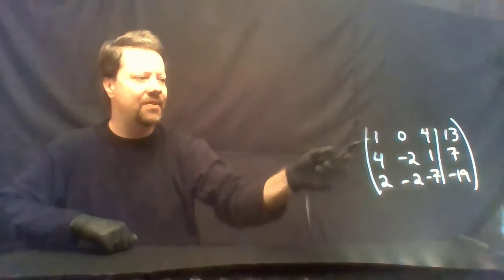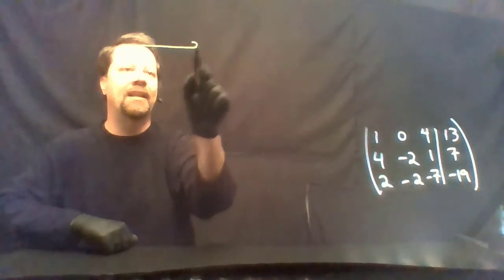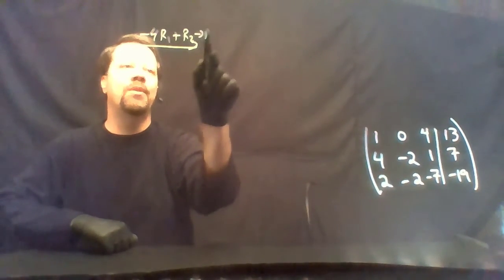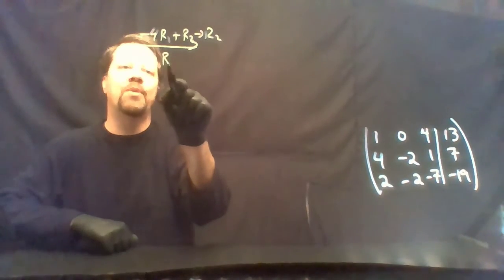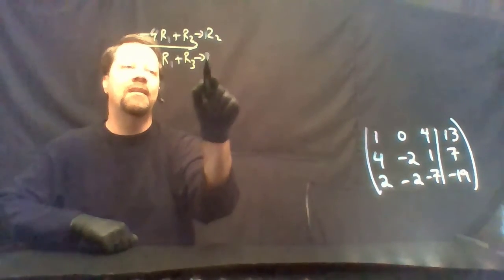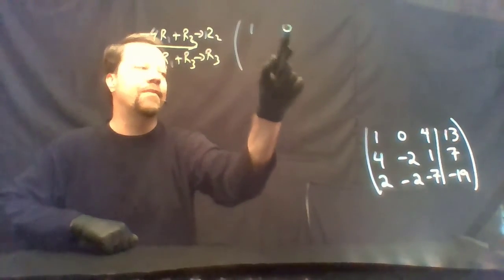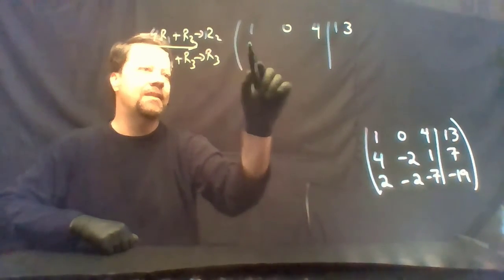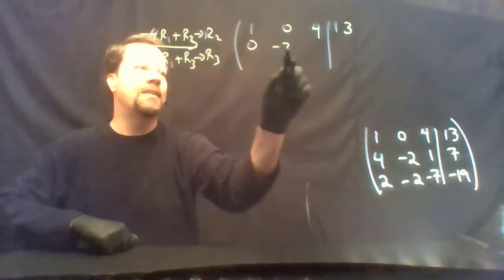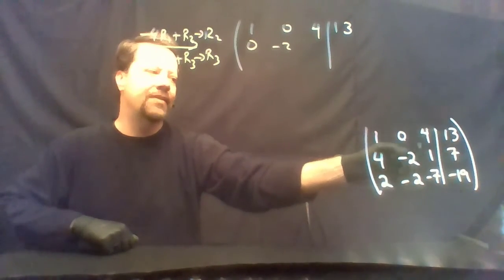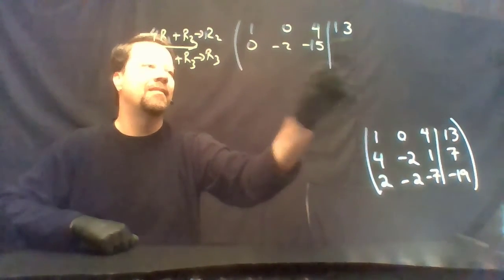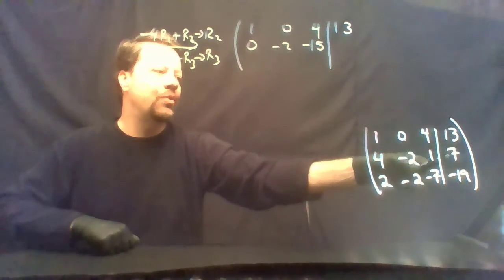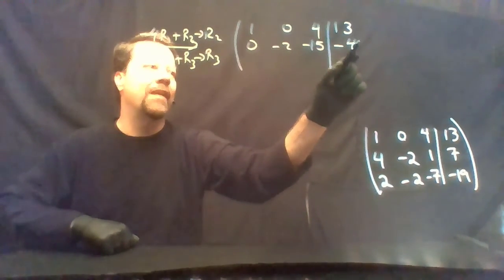From here, we'll get zeros underneath the leading ones by taking negative 4 times row 1 plus row 2 yields a new row 2, and negative 2 times row 1 plus row 3 yields a new row 3. That leaves the first row alone. Negative 4 times this plus this. Negative 4 times 4 is negative 16 plus 1 is negative 15. Negative 4 times 13 is negative 52 plus 7 is negative 45.